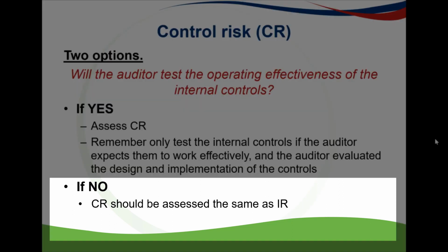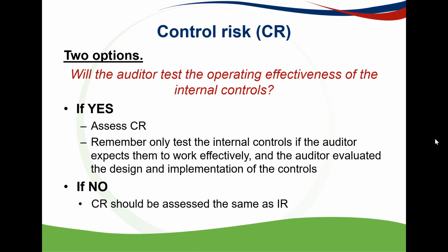But if he decides not to test the operating effectiveness of the controls, control risk will be assessed the same as inherent risk. For example, if your inherent risk assessment determined that the inherent risk is high, then your control risk will also be high. And this is only like this when the auditor is not testing the operating effectiveness of the internal controls.